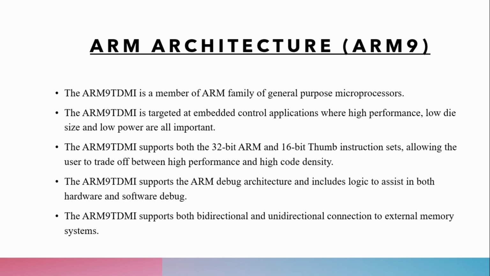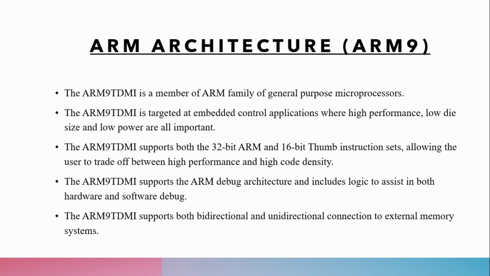ARM9 is a group of older 32-bit RISC ARM processor cores. It's used for microcontrollers. ARM9 core family consists of ARM9TDMI, ARM940T, ARM9ES, ARM966ES, ARM920T, etc. I'm going to take ARM9TDMI CPU architecture. ARM9TDMI was introduced in 1998. It's a successor to the popular ARM7TDMI core.